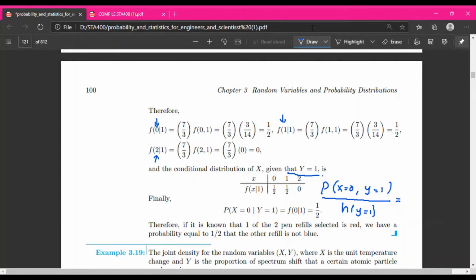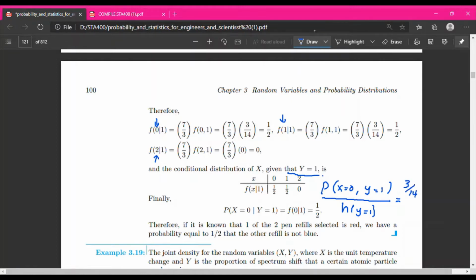Cuba check 3.14 dekat page 115. The answer px0y1 adalah x0 and y equal to 1. It is 3 over 14. So, di sini will be 3 over 14.